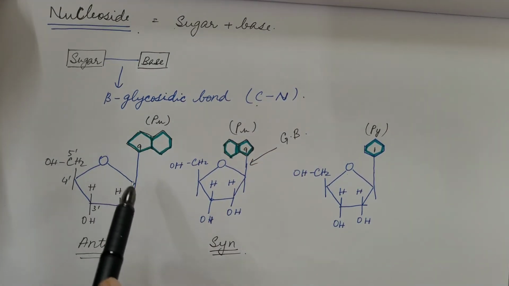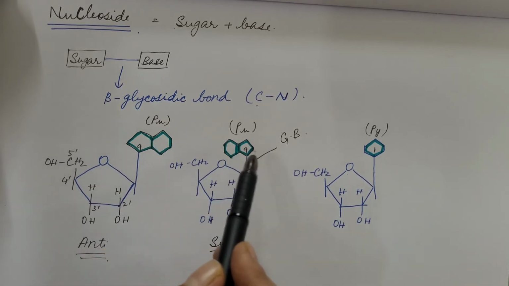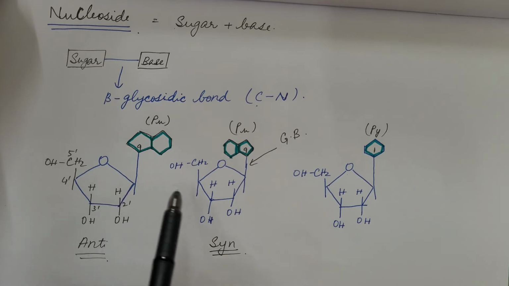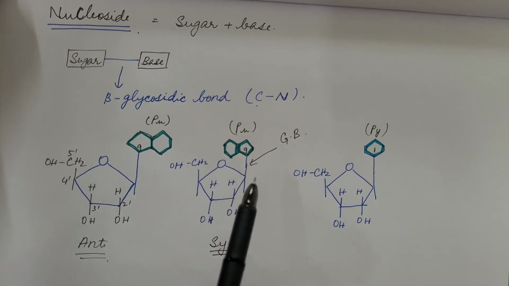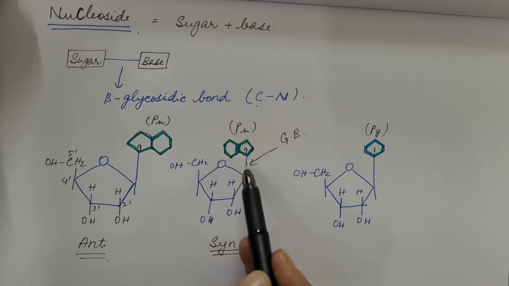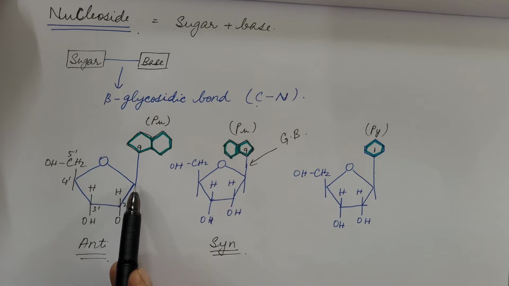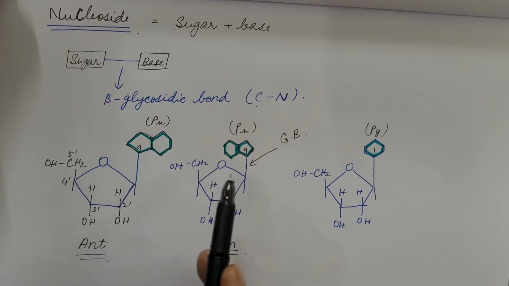These are the structures of nucleosides. Pentose sugar is attached to a nitrogenous base. In these two structures, the nitrogenous base is purine and here it is pyrimidine. These are the glycosidic bonds. Nitrogenous bases are able to freely rotate around the glycosidic bond.